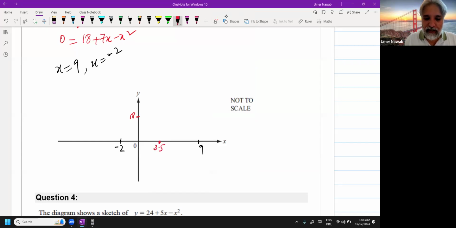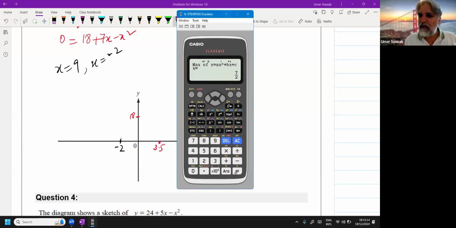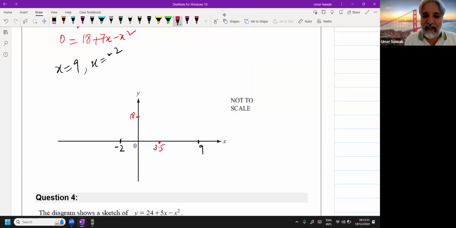This is 3.5. And if you give a fourth stroke and press the equal sign, this gives you the value of y, which is 30.25, and that is here. This is 30.25. This is the vertex. It's not needed in this question, but I want to tell you that with the use of this calculator, you can get the x coordinate is 3.5 and the y is 30.25. Now, alhamdulillah, I have lots of points. I'm ready to draw the sketch. So the graph is like this.